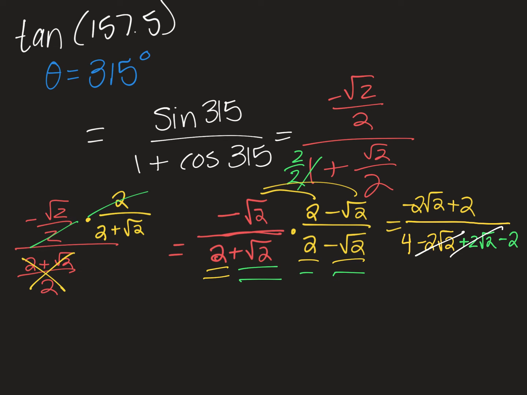All right, shh. Those 2 cancel out on the bottom. So we're left with, on the top, negative 2 square root of 2 plus 2. 4 minus 2 is 2. So we can divide out a 2. So you get negative square root of 2 plus 1.